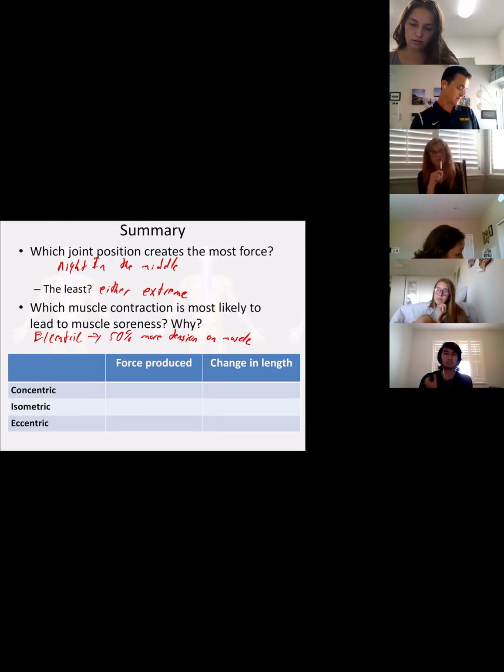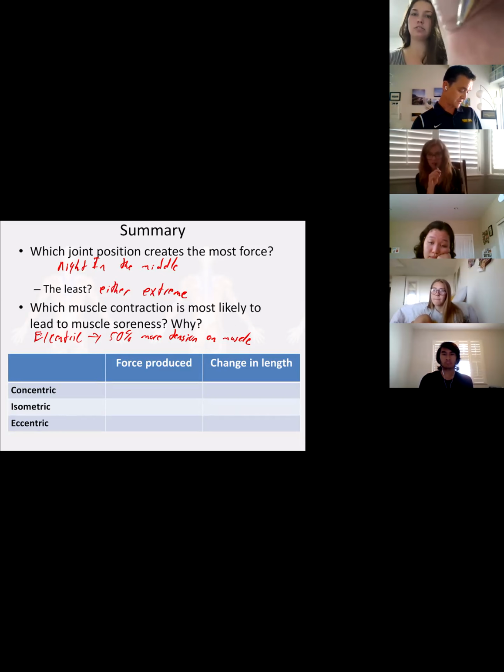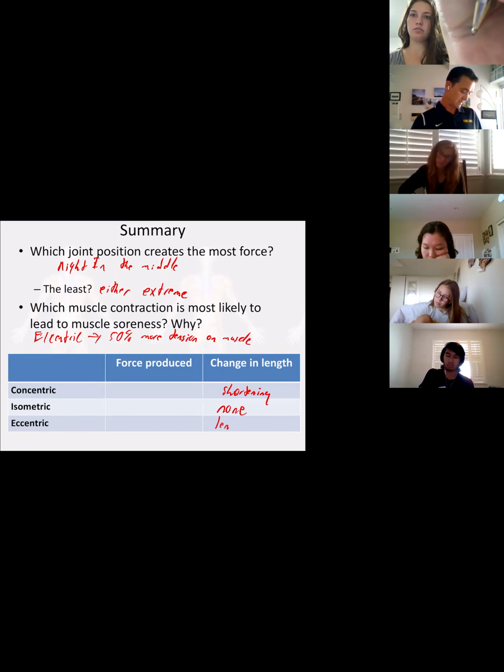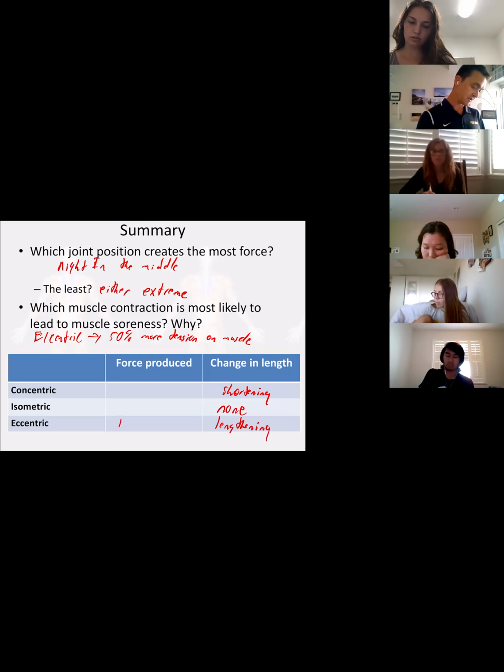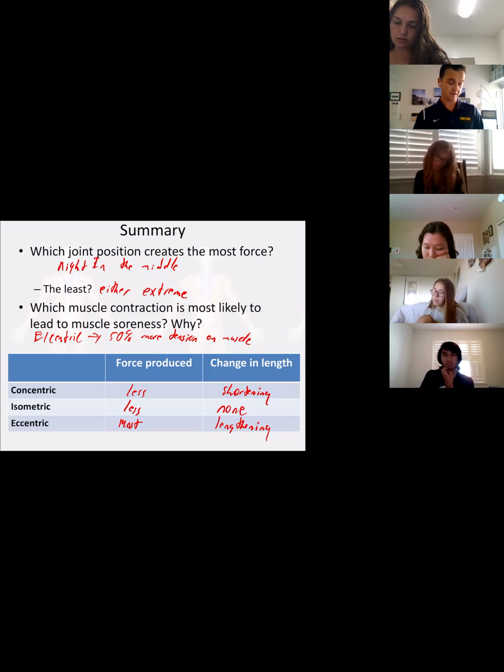Okay, so change in length: concentric is a shortening contraction. Isometric, no change in length. Eccentric is lengthening. Okay, force produced with the 3 types of contractions. This one's the most, and then these are less. Again, we didn't really differentiate between concentric versus isometric, but they produce less force than eccentric contractions.